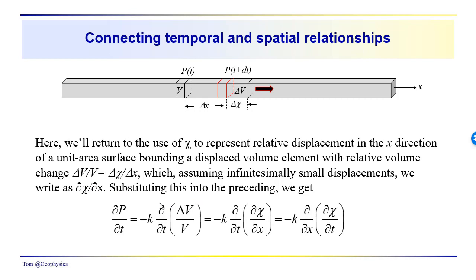Then if we substitute back into the preceding, we get that dP dt, the temporal derivative of the pressure change, is equal to minus K d dt of delta V over V, and we're substituting in this d chi dx for delta V over V. The order of differentiation doesn't make any difference in this particular case, so we can move the partial with respect to x on the outside and take the derivative of chi with respect to t, so that you can see we now have a velocity term here.